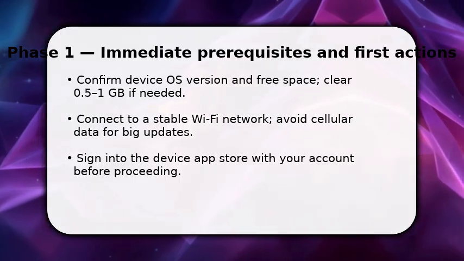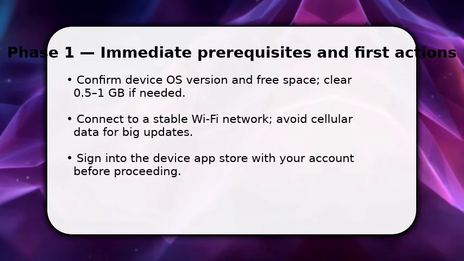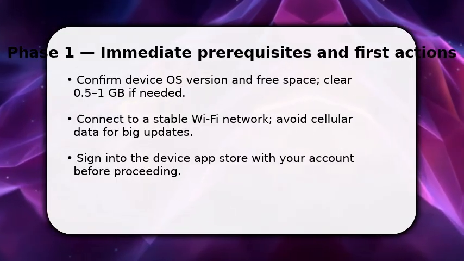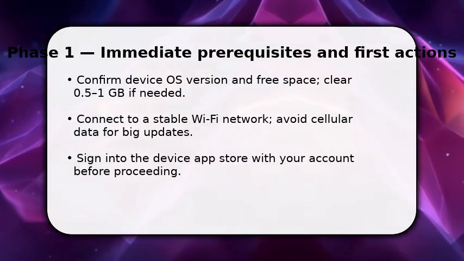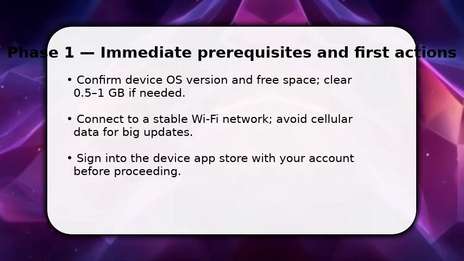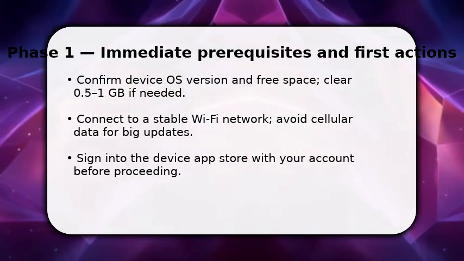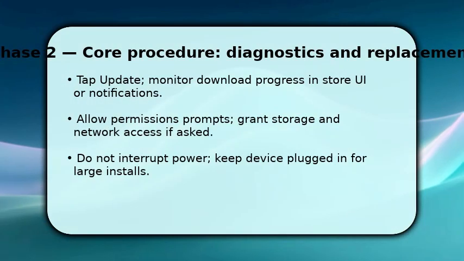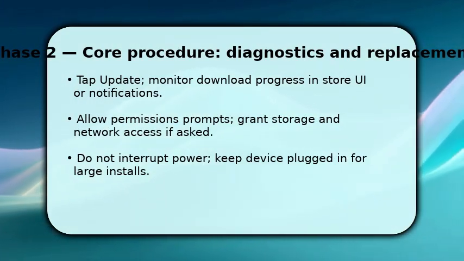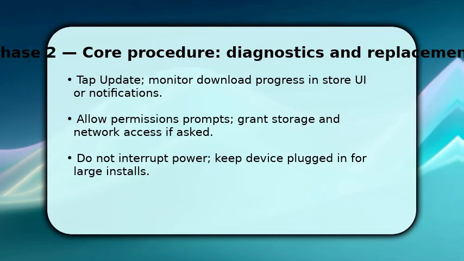Sign into the device app store with the account that installed Netflix. This authorizes the update. Then open the store app, search Netflix, and tap the entry to reveal the update control. Start the process now. You tap Update and watch the progress indicator in the store or notification shade. This shows both download and install phases.